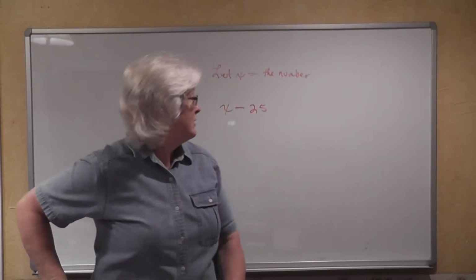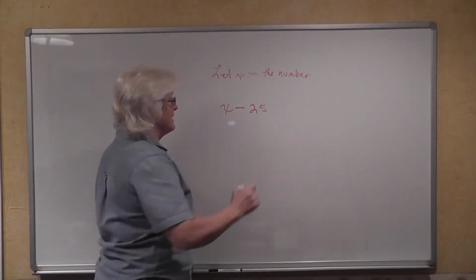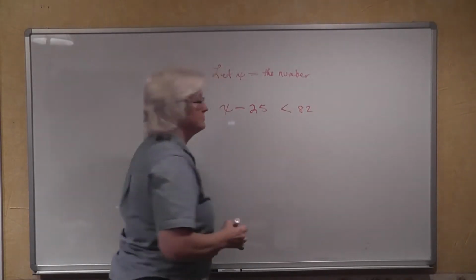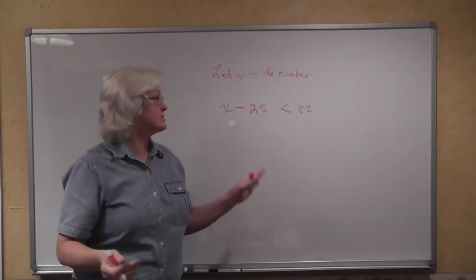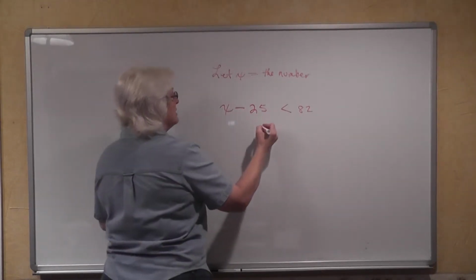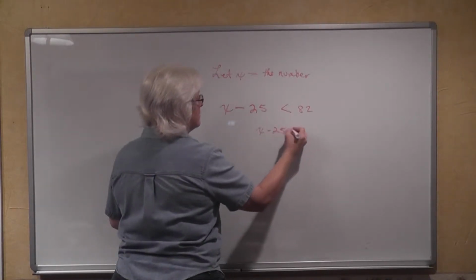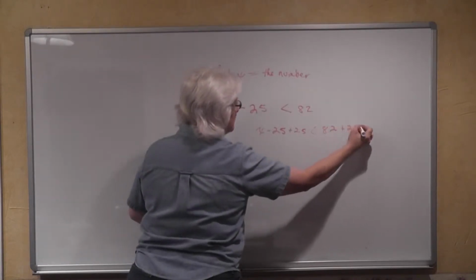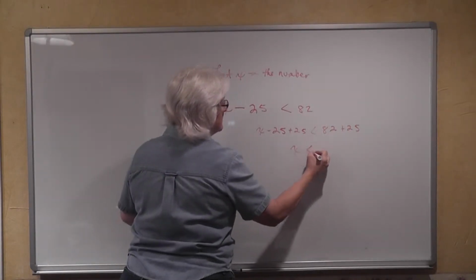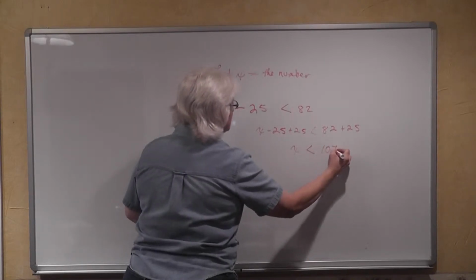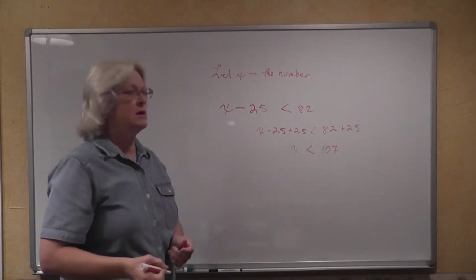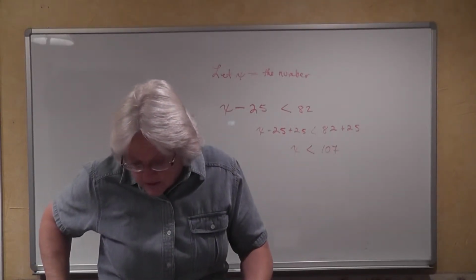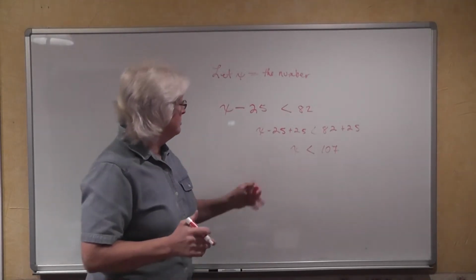The difference between a number and 25 is less than 82. Straight inequality that you're solving: you add 25 to both sides of this inequality, and you have your solution, 82 plus 25. x has to be less than 107. So as long as x is less than 107, then you're going to end up with a true inequality.